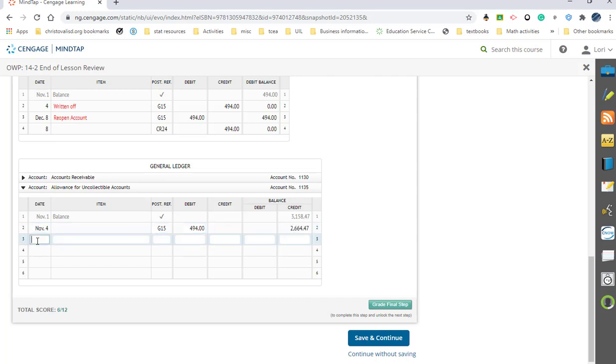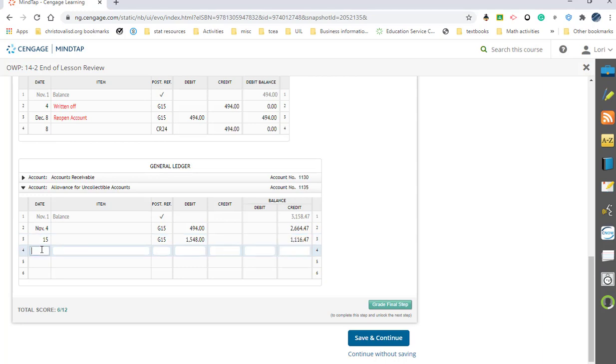On November 15th, we're again writing off the amounts. And that is going to give us, from Journal 15 again, the $1,548.00. That brings the total of that account to $1,116.47.